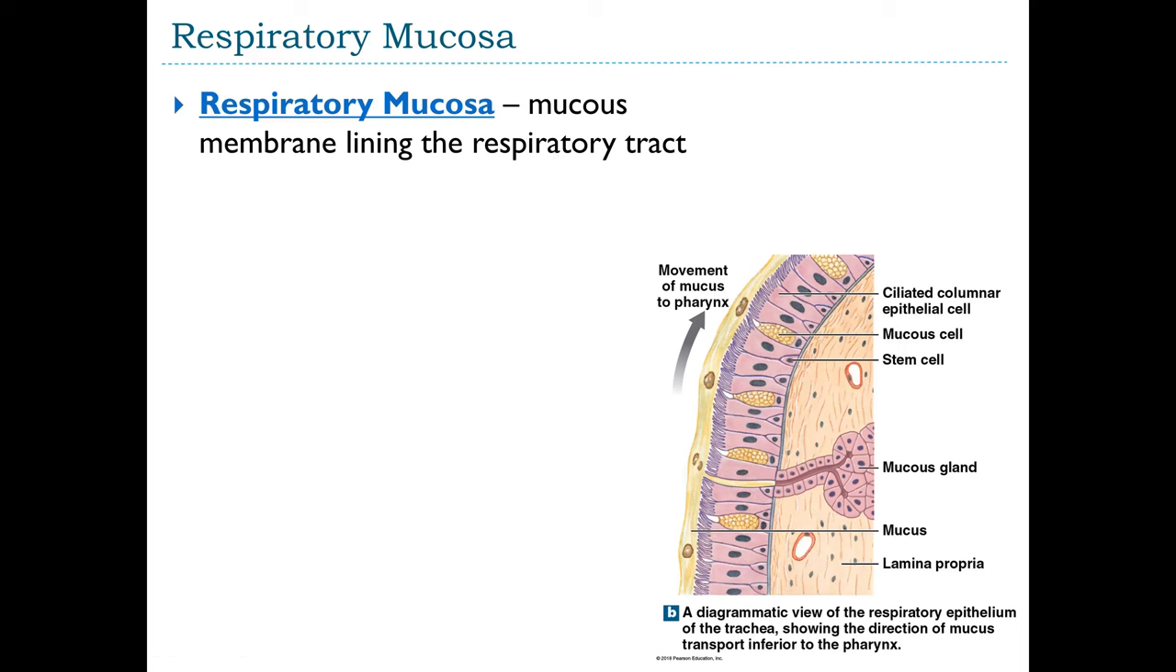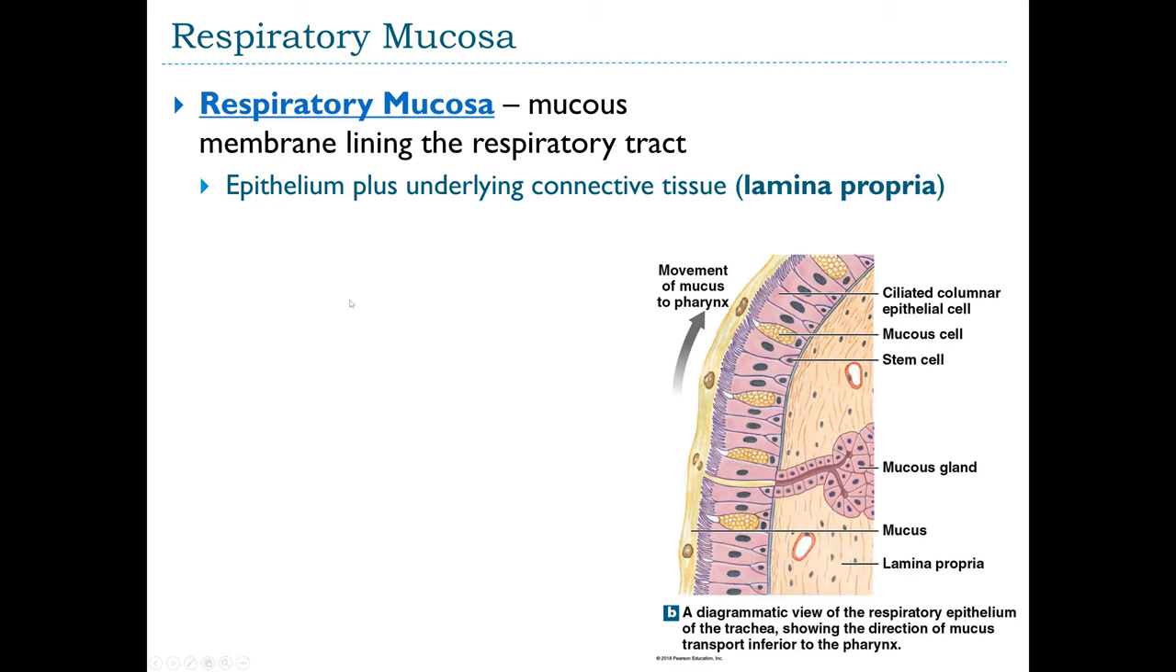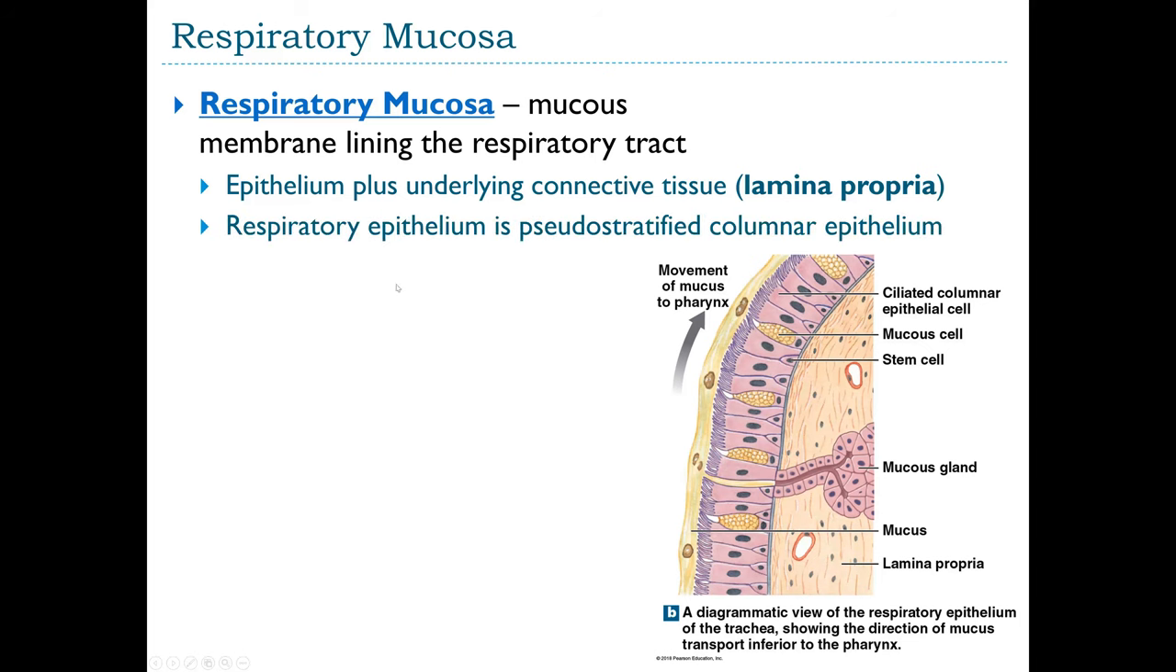And if you remember, each of these membranes has both a layer of epithelial tissue with connective tissue underneath, usually areolar connective tissue. So with the respiratory mucosa, we do have the layer of epithelium, and we do have the underlying connective tissue, which is a type of areolar tissue. And when we talk about mucous membranes, the underlying connective tissue has a name, and it's called the lamina propria. So the respiratory epithelium is going to be pseudostratified columnar epithelium. And so that's shown here in this image.